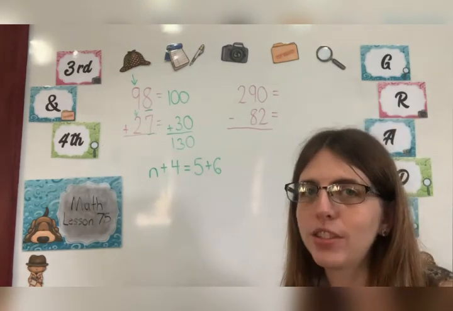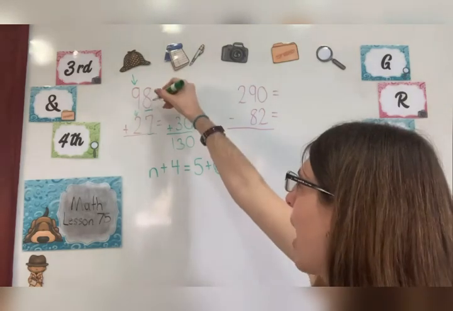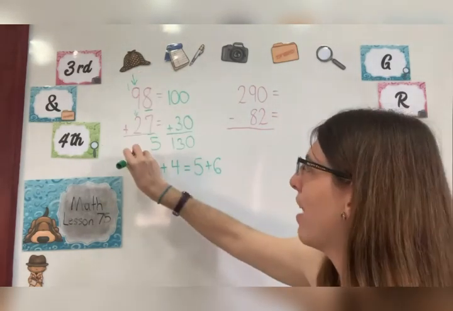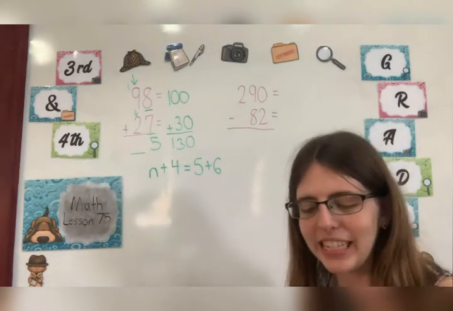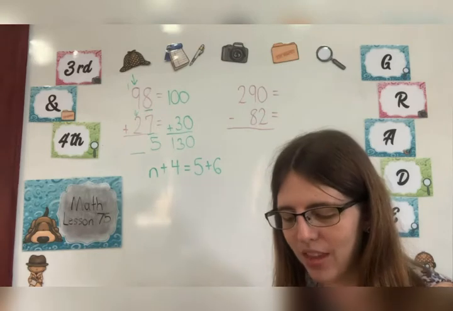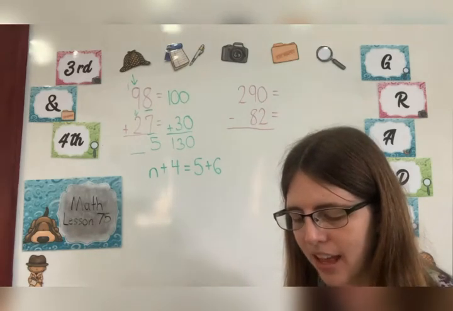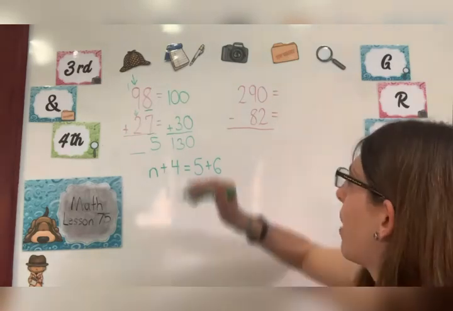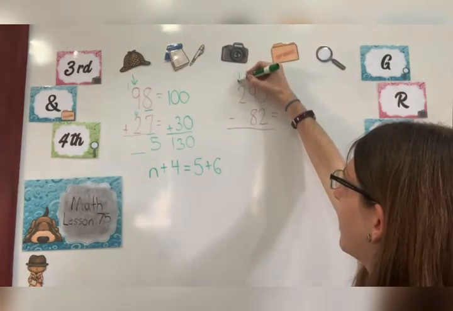Now you also need to find the real answer. So you add 8 plus 7 is 15. Carry your 1 and finish adding. And see how close your estimated answer is to your real answer. Letter B is subtraction. So I'm going to round my last number.